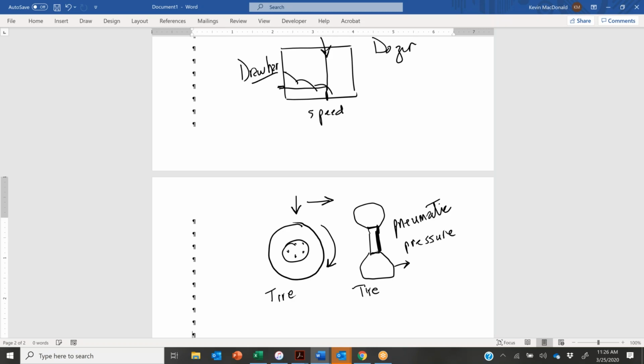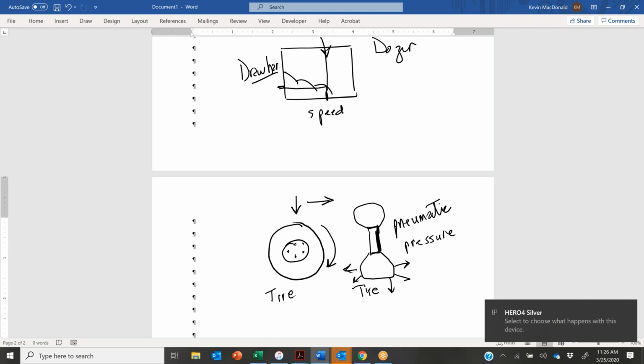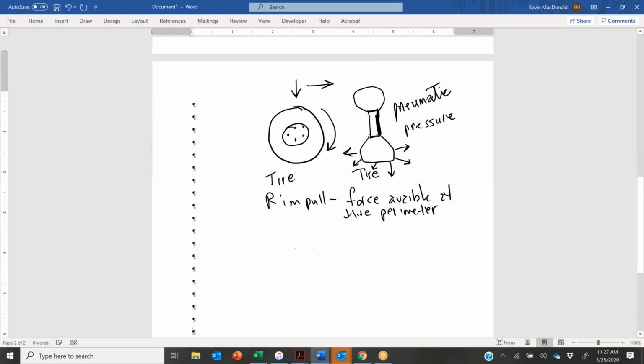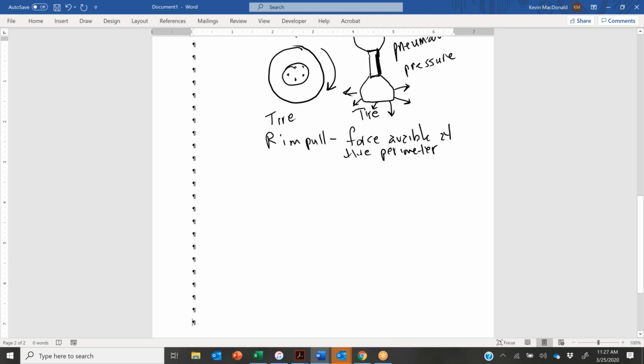And this tire is exerting this pressure in all directions, including to the side and down. And we have a concept that we call rim pull. And rim pull is the force available at the tire perimeter. So that force available at the tire perimeter is what we can use to do work.